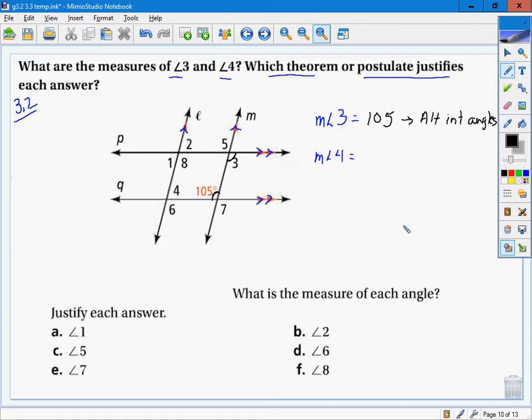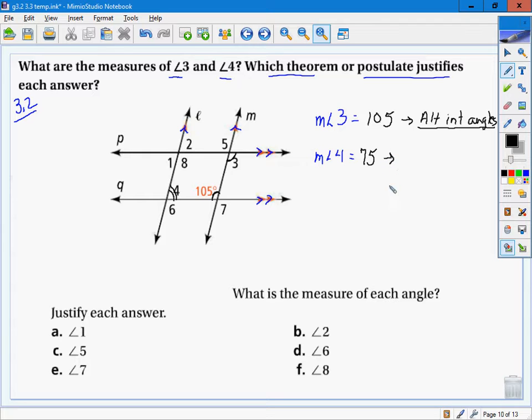Everybody okay with the justification? What do you mean? I did. I justified it by saying that I know that they were equal because of what? Alternate interior angles. That would be the postulate or the theorem that was used. Okay? Let's look at angle 4. Angle 4 is here. And let's look at that piece of given information, the 105. How big is angle 4? 75 degrees. Can you tell me why you know it's 75 and how you came up with it?